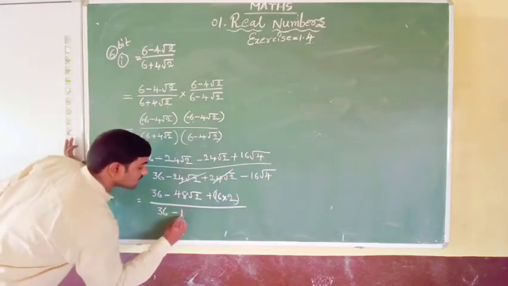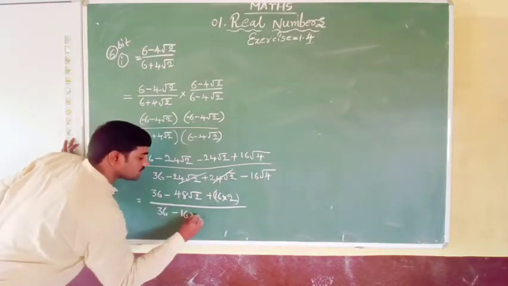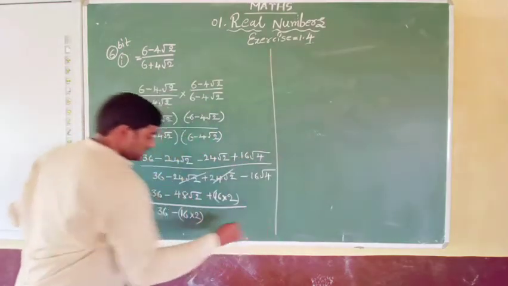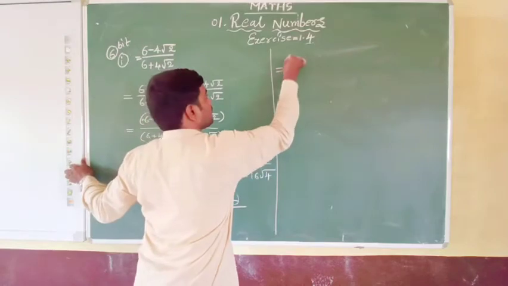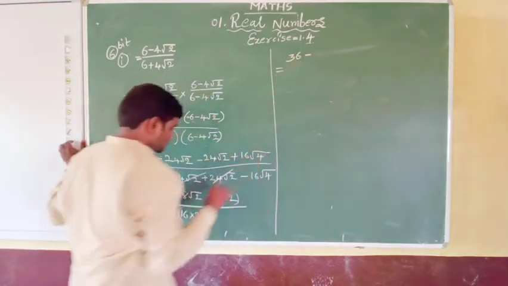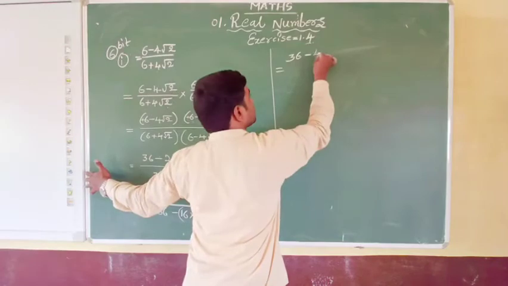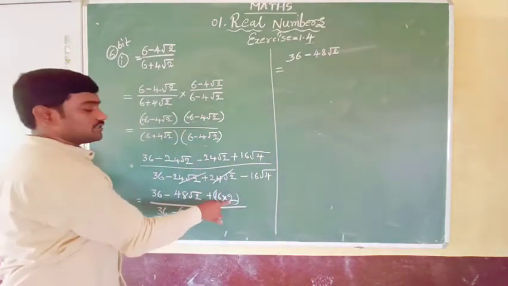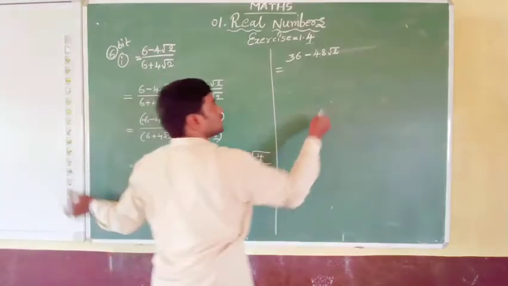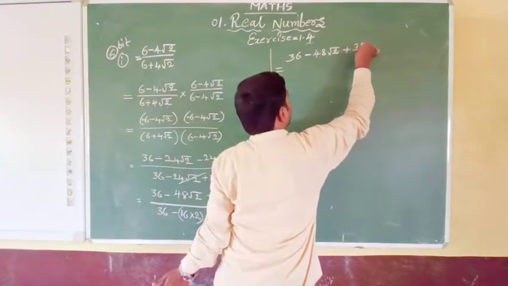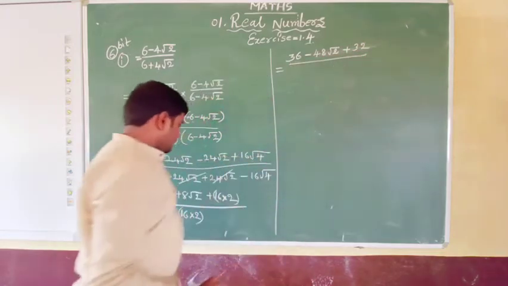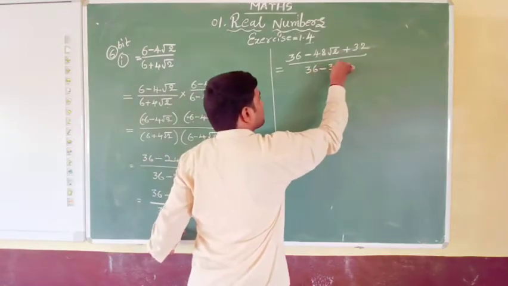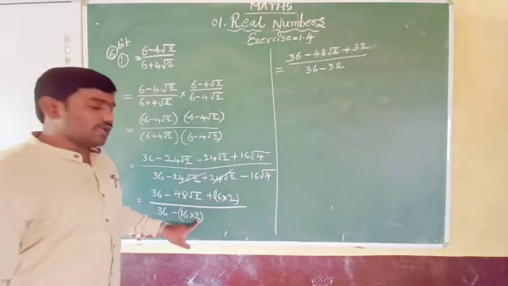Here what we have is minus 16 into root 4, value is 2 again. Okay, let us simplify. What can we do next? See, the 36 we write as it is. Minus 48 root 2, this we cannot do anything with. 16 2s are 32, so plus 32. Altogether we have here 36 minus 16 2s are 32.